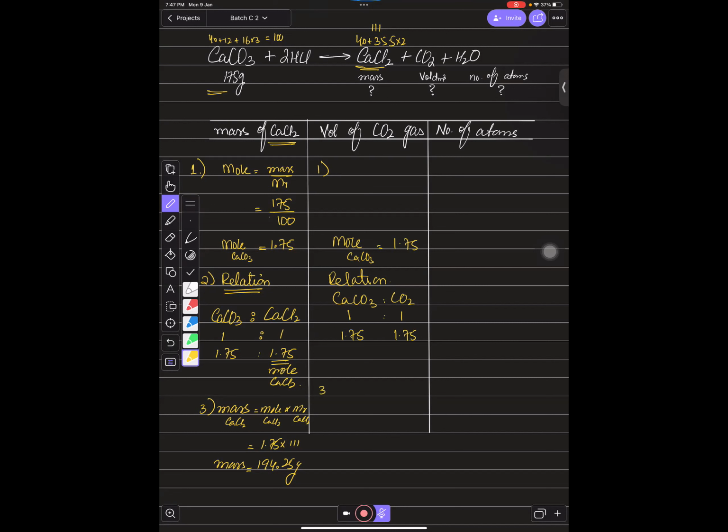The third thing that you need to do is the volume in decimeter cube of any gas. We know that if we want to find out the volume of any gas in decimeter cube, we need to multiply moles with 24. That is always constant, right? So it is 1.75 into 24. If you multiply this way, what answer will it give you? Let's see. 24 into 1.75 will give you 42 decimeter cube volume, right, bacho?